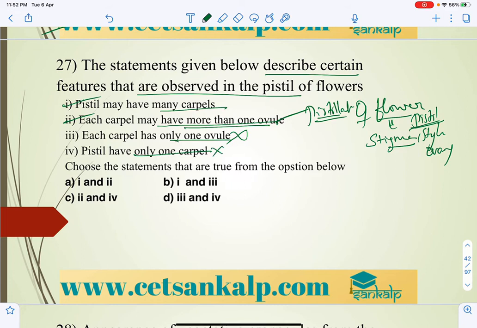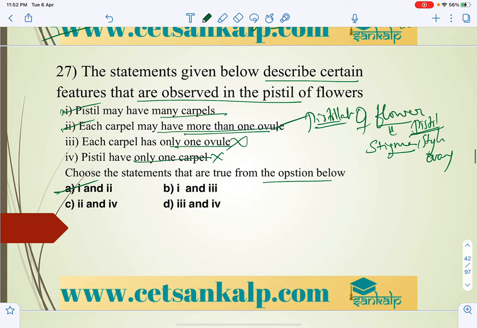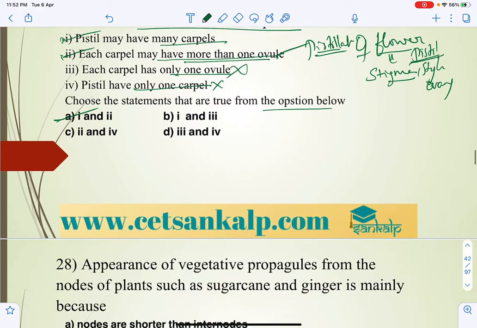Wrong. So there will be many carpels, so multicarpellary. So the correct answer for this is 1 and 2, the first and second options. So the second points are correct. So option A is the correct answer.